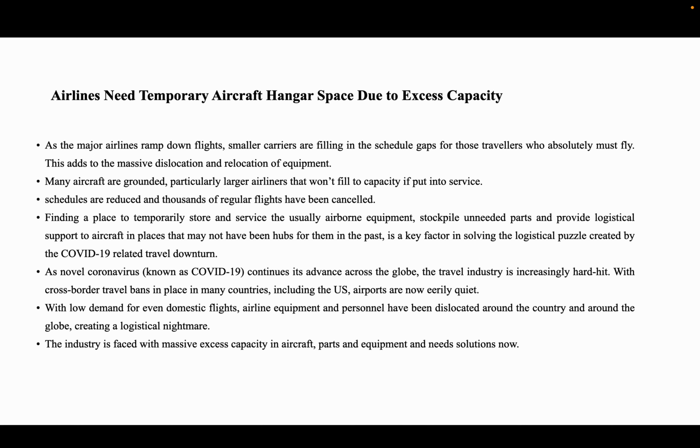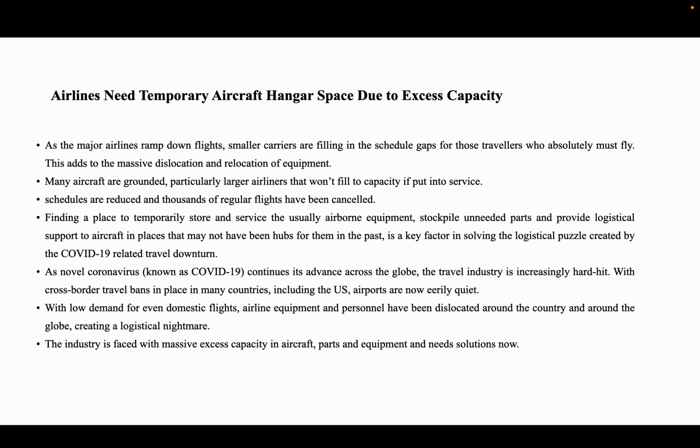Many aircrafts were grounded, particularly large airlines that won't fill to capacity if put into service. All the domestic and regular flights were cancelled, and finding a place to temporarily store and service the usually airborne equipment, stockpile unneeded parts, and provide logistical support to aircraft in places that may not have been hubs for them in the past is a key factor in solving the logistical puzzle created by the COVID-19 related travel downturn.